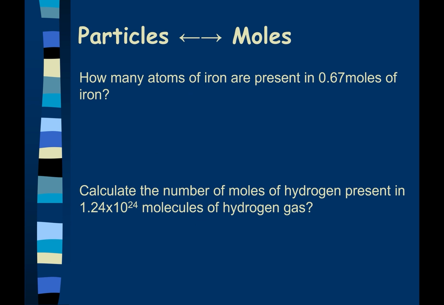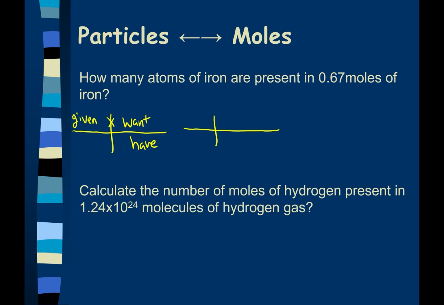In our example, we're going to look at how many atoms of iron are present in 0.67 moles of iron. We're going to set up a little chart here, and this chart is going to help us do our conversions. Our chart starts off by taking what we're given. We multiply by what we want and divide by what we have already. Whenever we do unit conversions, like this mole conversion, this chart will help us get to what we want.